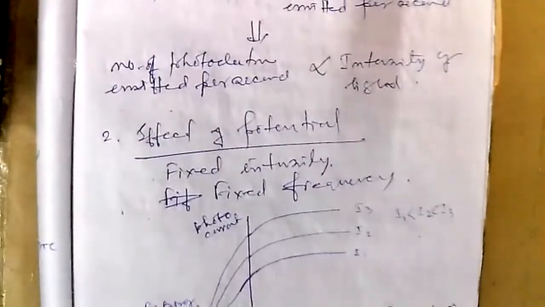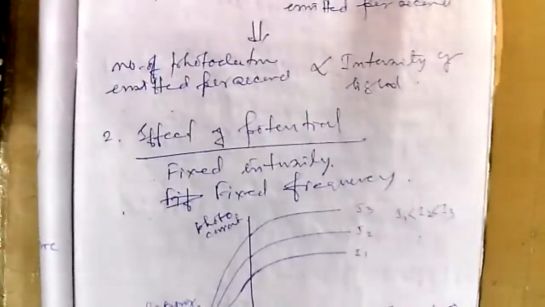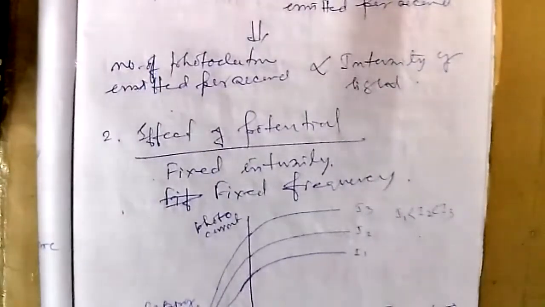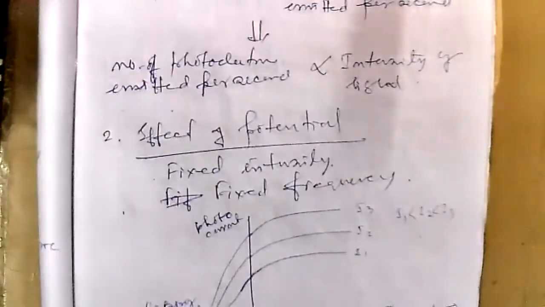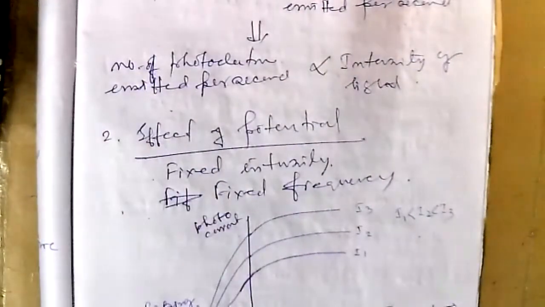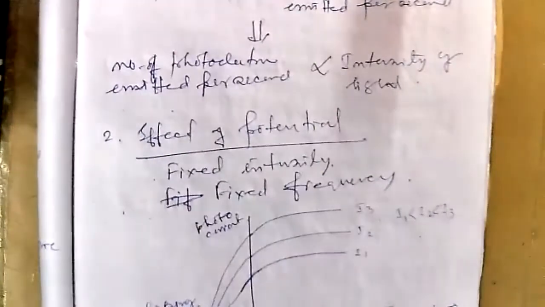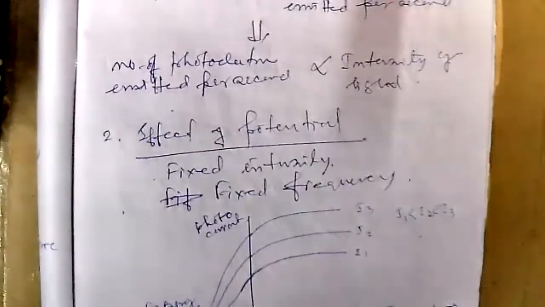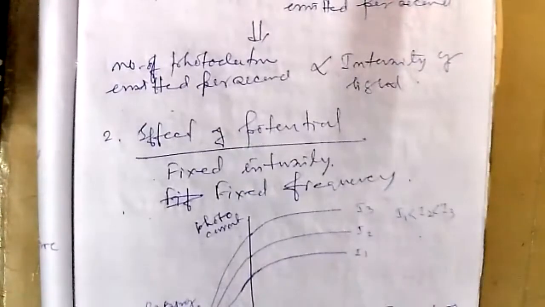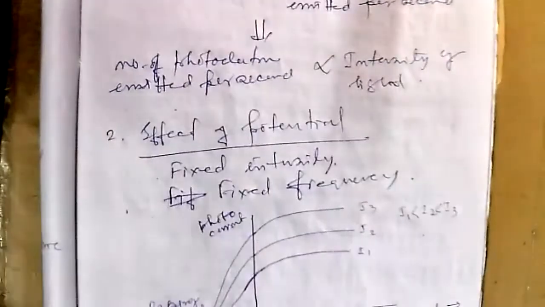Now, the number of photoelectrons emitted per second is proportional to the photocurrent. That means it is proportional to the intensity of incident light. So the number of photoelectrons emitted per second is proportional to the intensity of the light used. Okay. Up to this is okay.